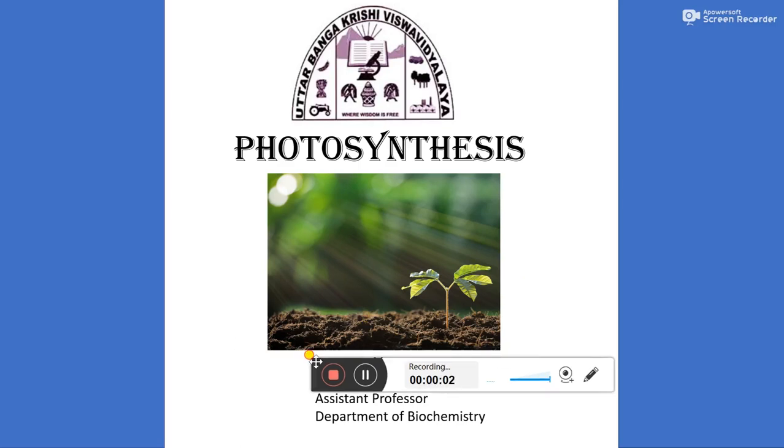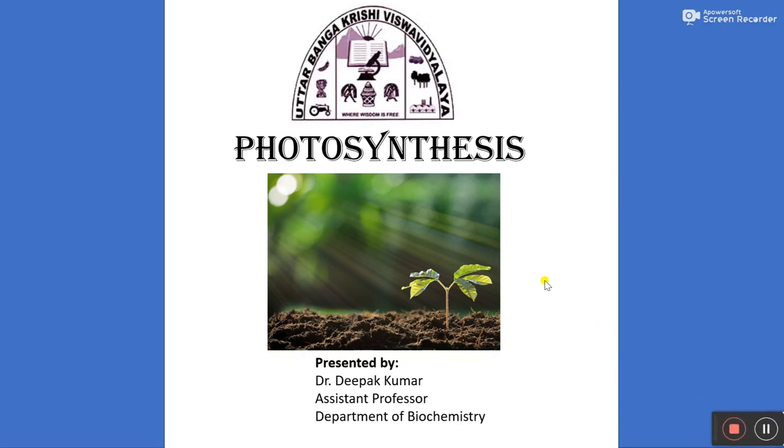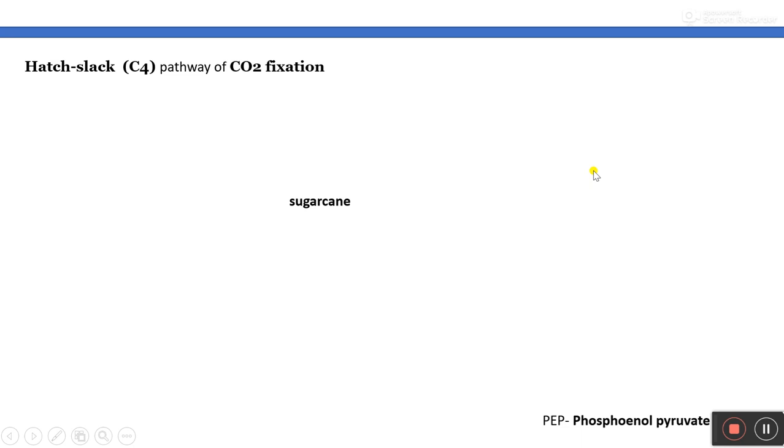Hello all of you. Today I would like to discuss the C4 pathway, or C4 cycle, or Hatch and Slack pathway, and after that I will talk about CAM plants, and in the end I will talk about the external and internal factors which affect the rate of photosynthesis in plants. So let's first start with the C4 pathway of CO2 fixation.